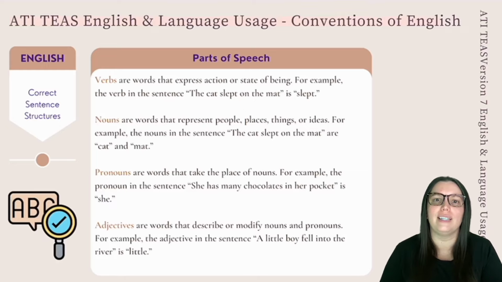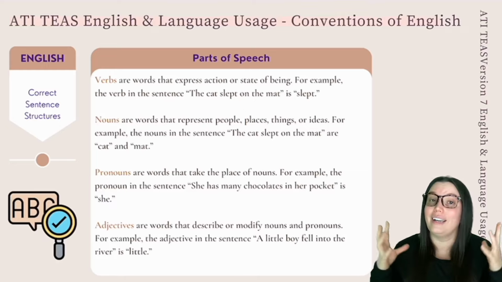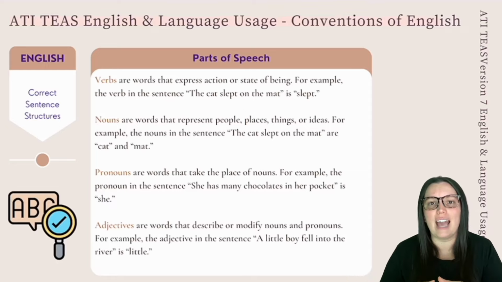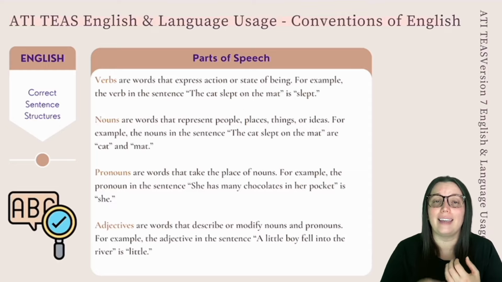Nouns are words that represent people, places, things, or ideas. So for example, the nouns in the sentence, "The cat slept on the mat," would be the cat and the mat. The cat is the person, and the mat is the thing.